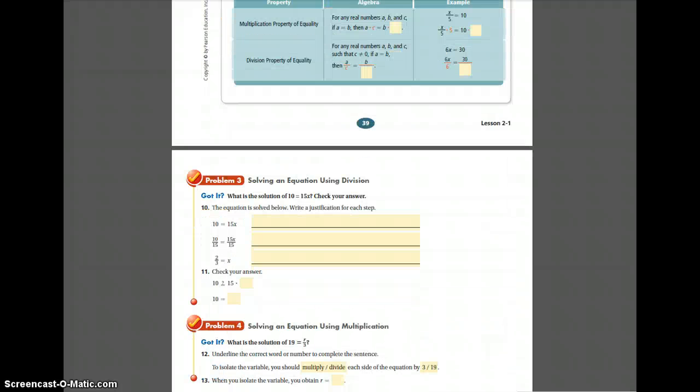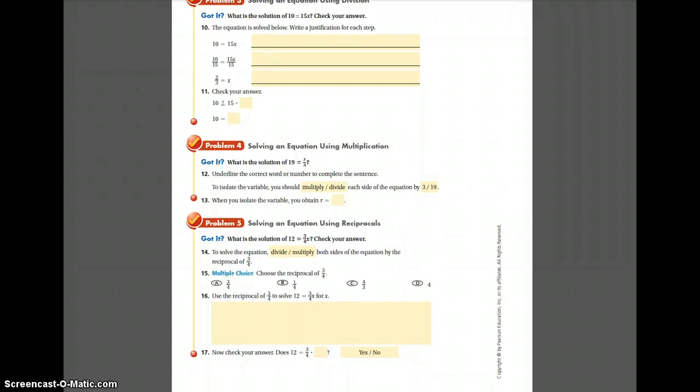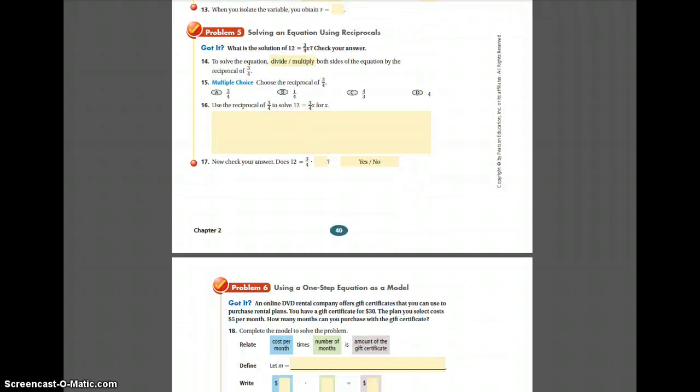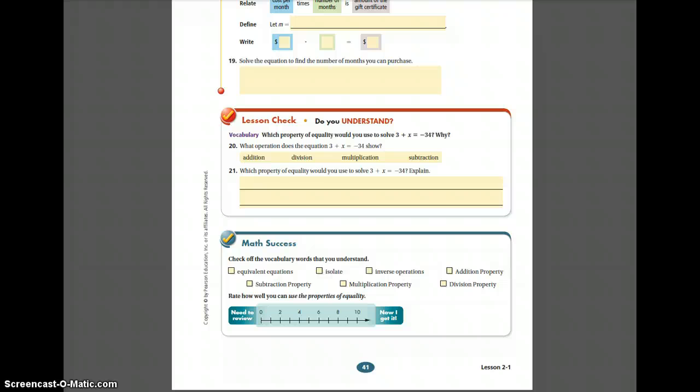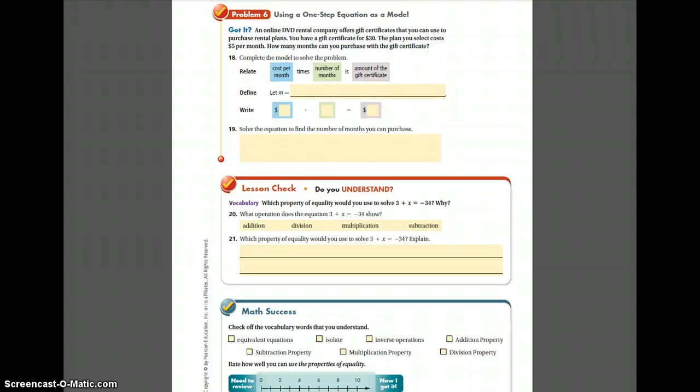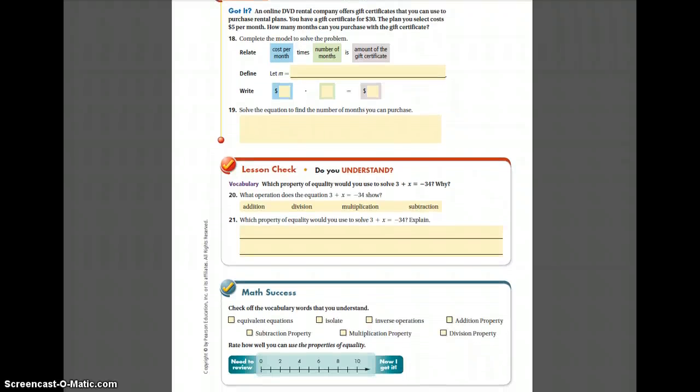Sorry about that. There we go. Now we've got the page.